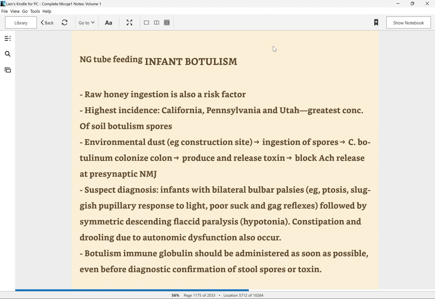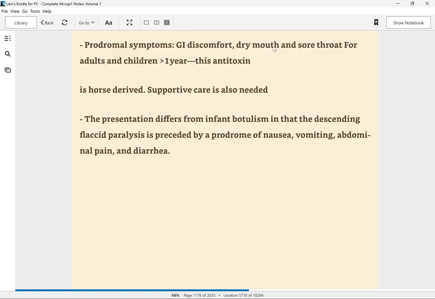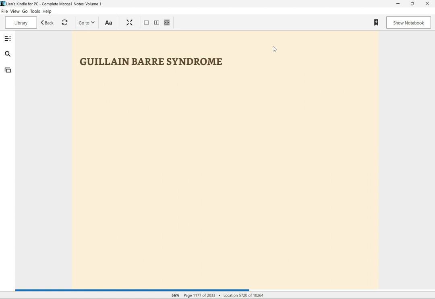Botulism immune globulin should be administered as soon as possible, even before diagnostic confirmation of stool spores or toxin. Foodborne botulism: prodromal symptoms of GI discomfort, dry mouth, and sore throat for adults and children over 1 year. This antitoxin is horse-derived. Supportive care is also needed. The presentation differs from infant botulism in that the descending flaccid paralysis is preceded by a prodrome of nausea, vomiting, abdominal pain, and diarrhea. Guillain-Barré syndrome.